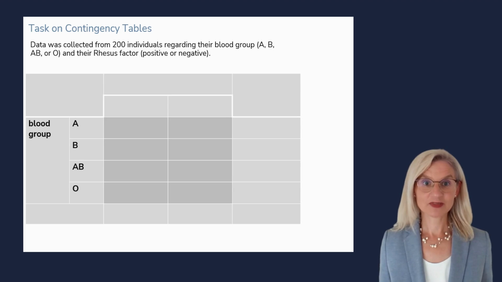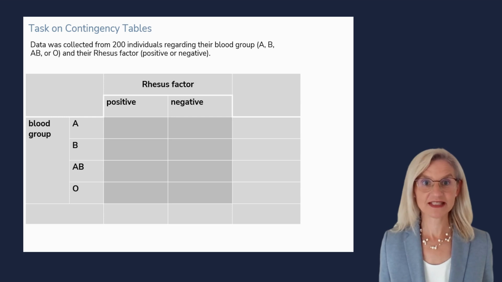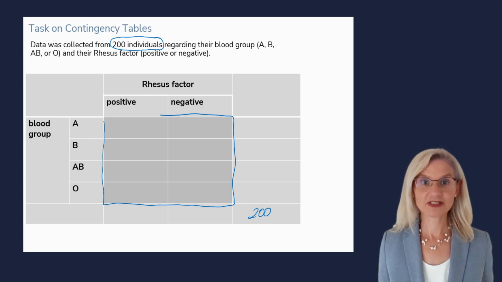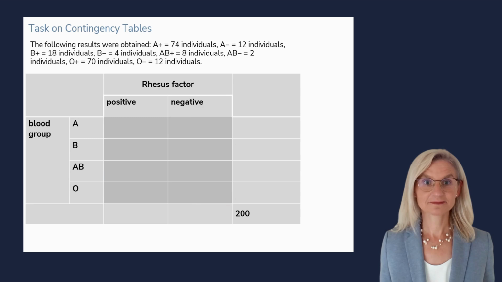From the task description, we know that 200 people were surveyed. The total sample size is always shown in the bottom right corner of the contingency table, so here that's 200. With 4 blood types and 2 rhesus factor categories, we have 4 times 2 equals 8 cells to fill with absolute frequencies. Let's look at the results of the study. Each of the 8 possible combinations of blood type and rhesus factor was counted. Pause the video again and try to complete the contingency table yourself.